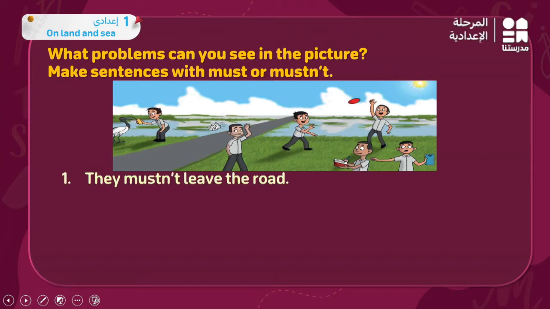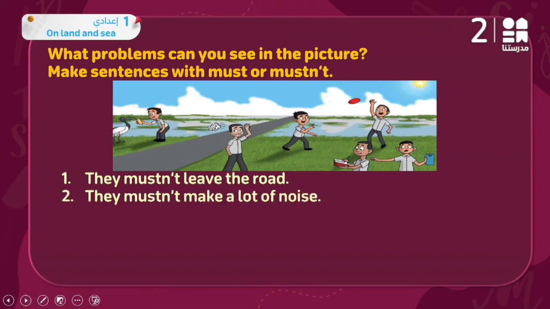They mustn't leave the road. They mustn't walk on the grass. They have to walk on the road. لازم يمشوا على الطريق. So you mustn't leave the road. ما ينفعش تسيب الطريق.